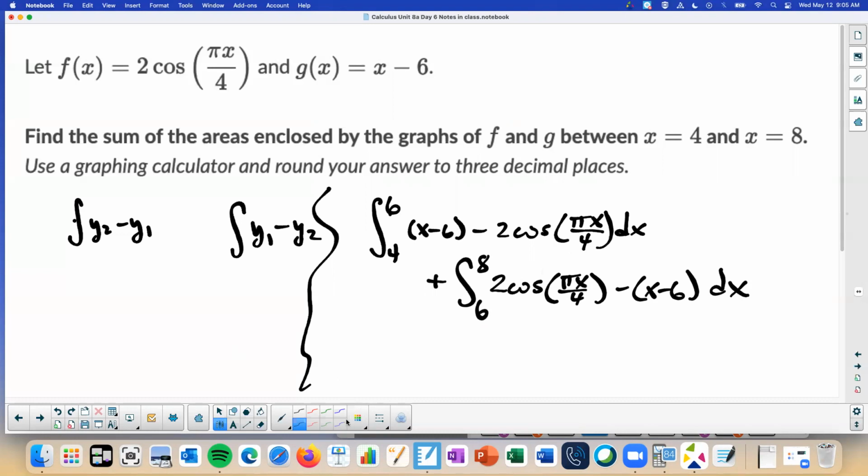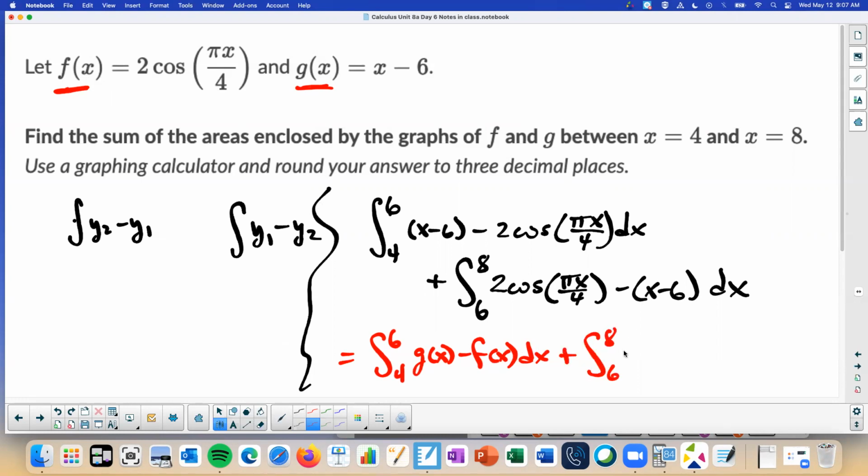So one tip I have for you is on the AP test, because these were labeled to begin with, I actually can write f of x and g of x instead of them. And that's considered acceptable. So I can write the integral from 4 to 6 of g of x minus f of x. I mean, it's not like that's a billion times quicker, but you're allowed to do that. F minus g.